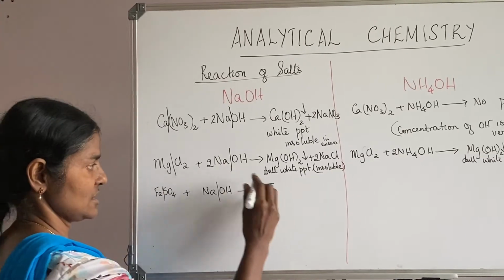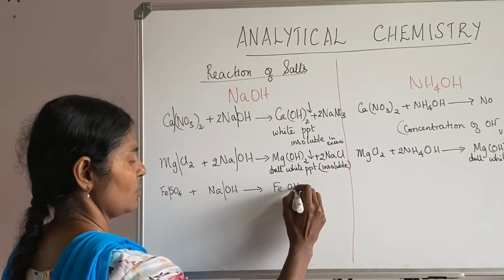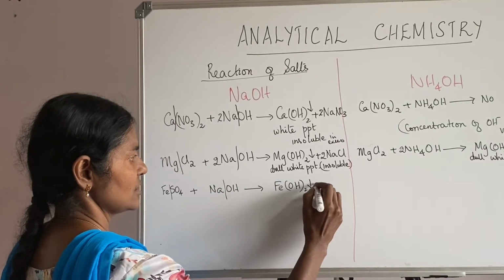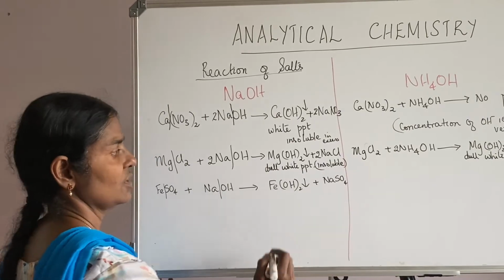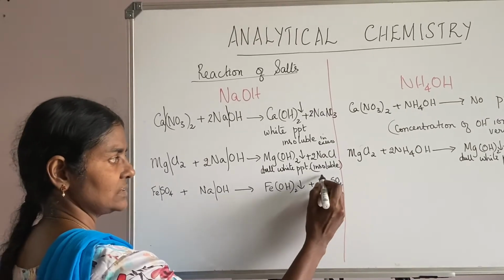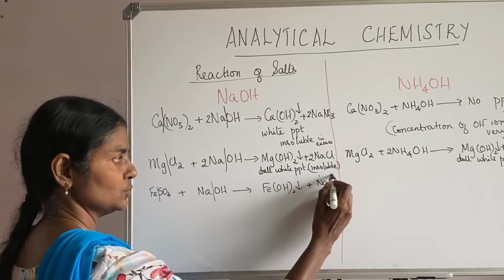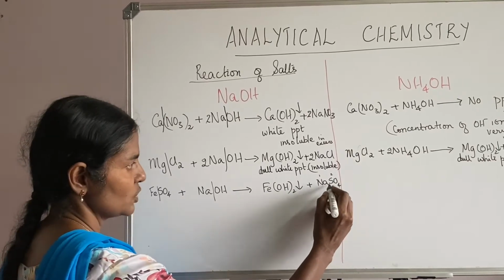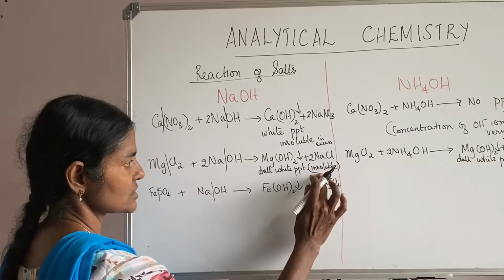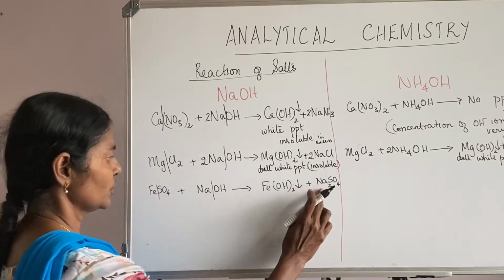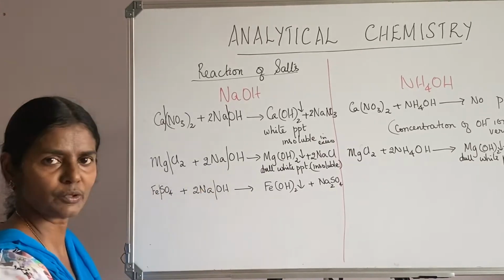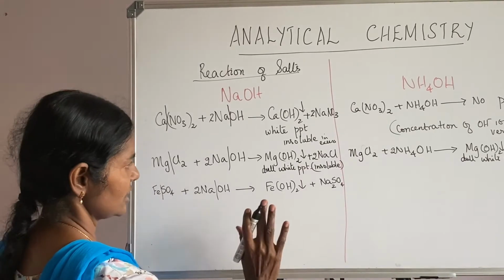Ferrous hydroxide, so Fe(OH)2 plus Na2SO4. Sodium's valency is 1, sulphate is 2. So when you crisscross, you get Na2SO4. Okay. Now this is the formula. 2 sodium atoms, therefore 2 NaOH, and then it is fine.